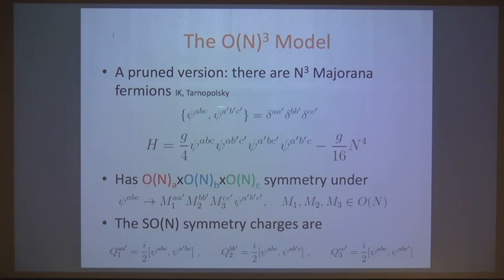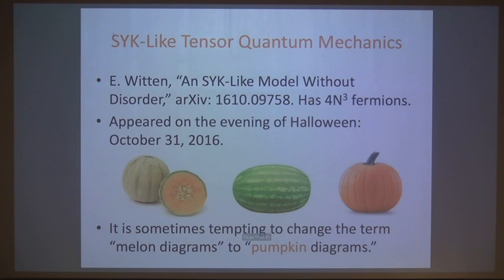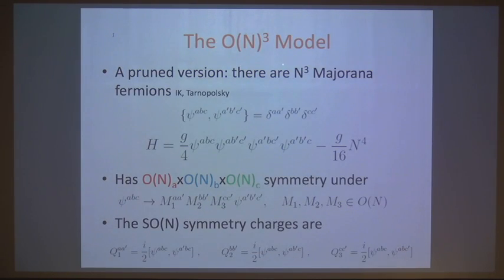So, proceeding with the gardening analogy, Grigory Tarnopolsky and I pruned Edward's model. That model had four species of rank 3 tensors, so it had 4 n cubed fermionic degrees of freedom, and then we pruned it to just 1 Majorana tensor, psi_abc, with n cubed degrees of freedom. This looks like the minimal thing you can do to form something SYK-like. In fact, it looks like the closest tensor counterpart to SYK.